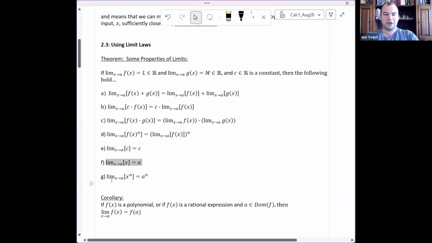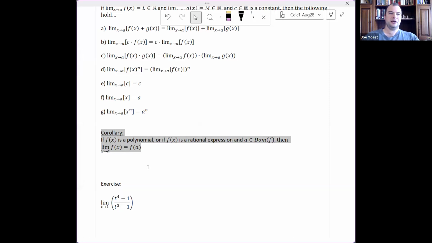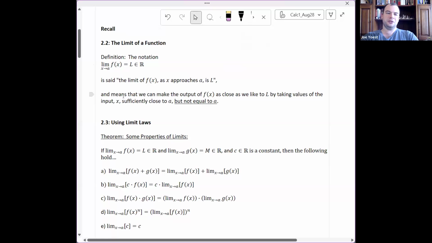The limit as x goes to a of x is a, and the limit as x goes to a of x to the n is a to the n. And we also had a corollary that if f is a polynomial or a rational expression where a is in its domain, then we can do the kind of plug-in thing that we were really tempted to do in section 2.2. We noticed that often when we were looking at a limit as x goes to a of f of x, the result turned out to be f of a. But we had enough cases where the limit didn't turn out to be f of a, either something different or it turned out to not exist. Or we had situations where f of a doesn't exist, but the limit does exist.